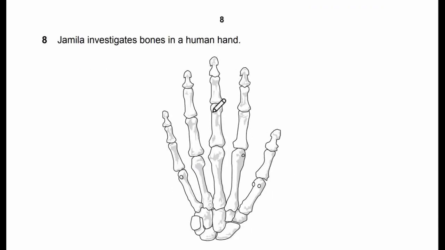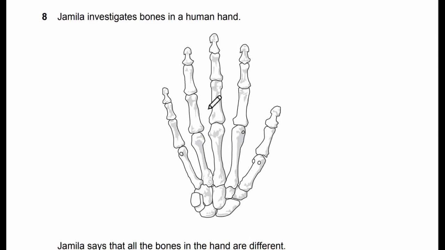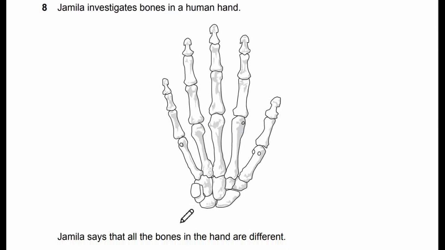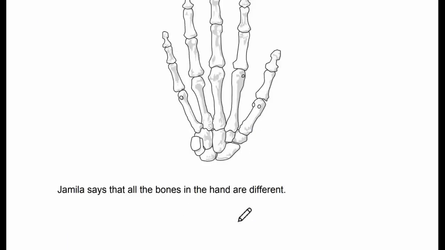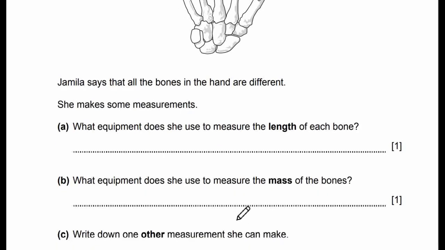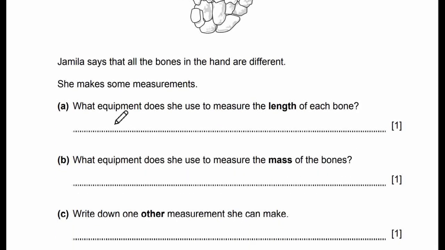Jamila investigates bones in a human hand. Jamila says that all bones in the hands are different. She makes some measurements. What equipment does she use to measure the length of each bone? Well, she can use a ruler. This is a ruler. And what equipment does she use to measure the mass of the bone? It will be scales.